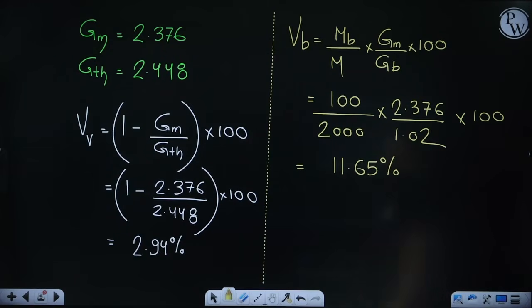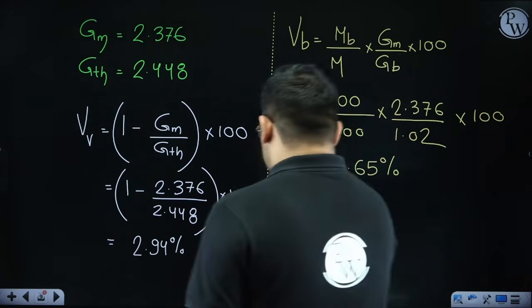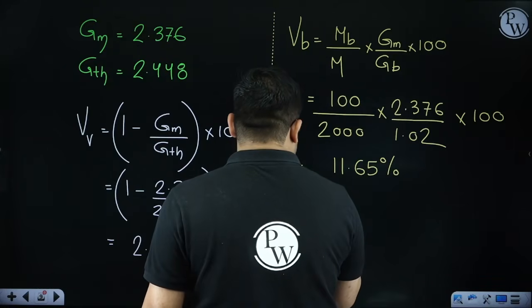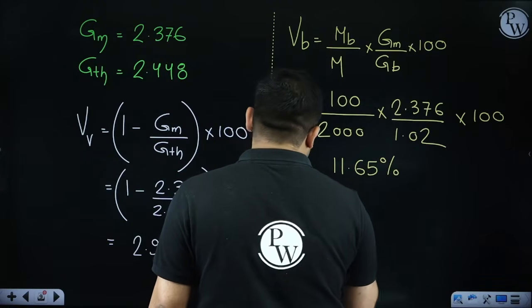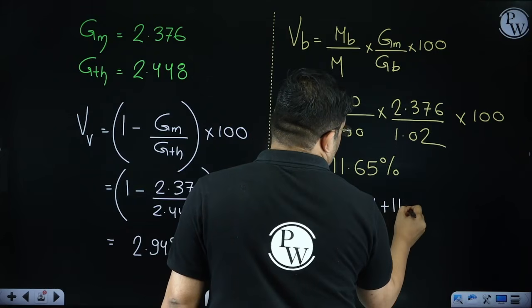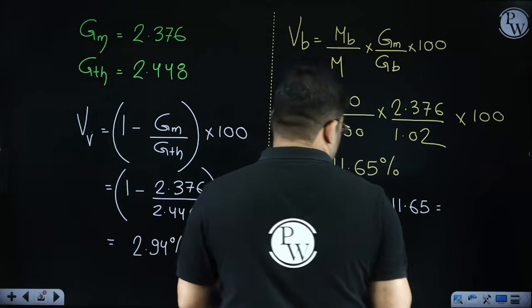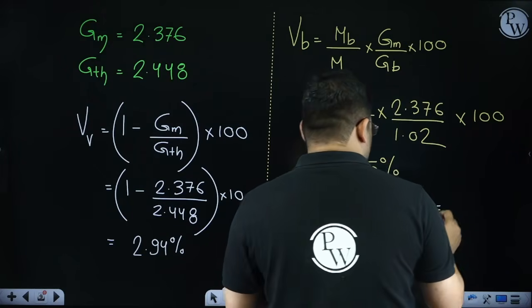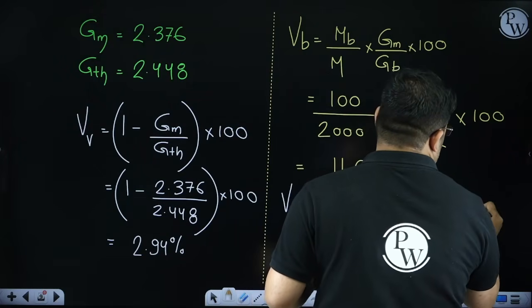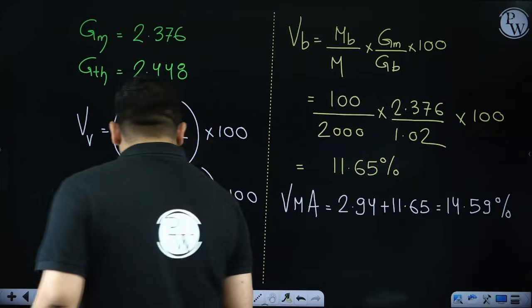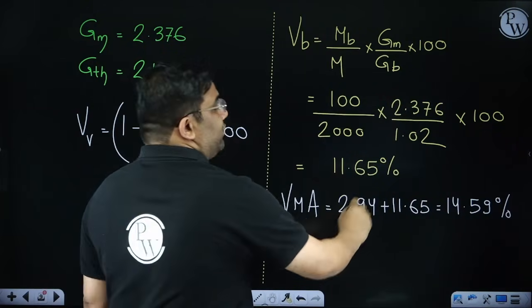Now I can easily find out the total voids. You see, this much is air, and this much is bitumen. So total void is VMA. VMA is air voids plus bitumen voids. This is 2.94 plus 11.65. I'm getting approximately 14.59 percentage. So we got the air voids, we got the bitumen, and then we got the total voids.